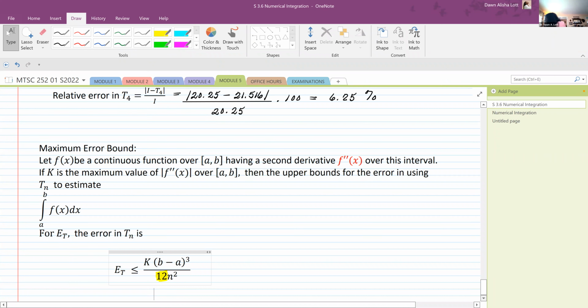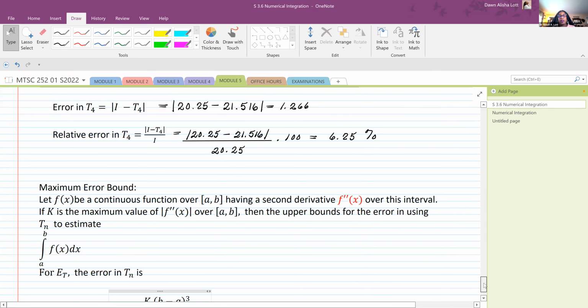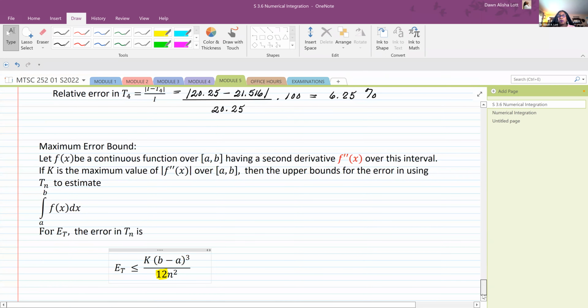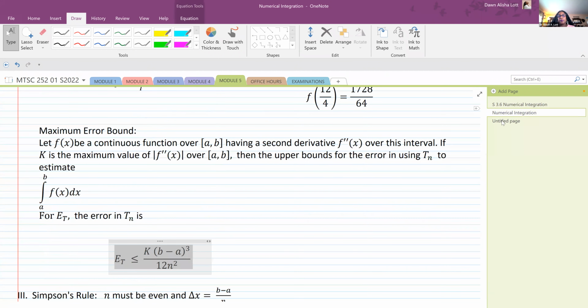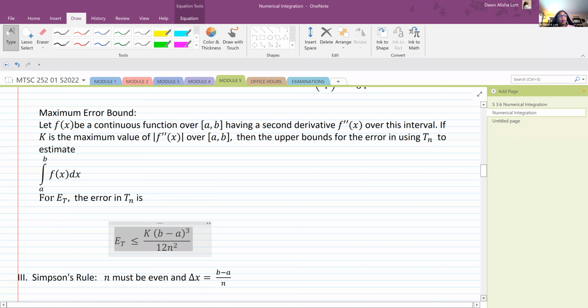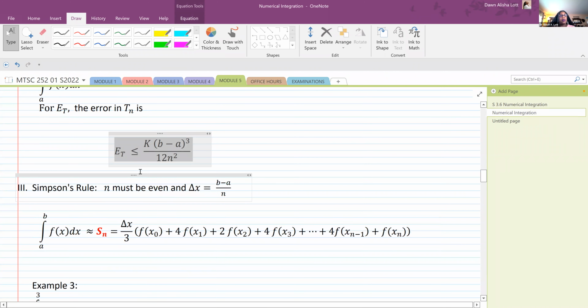Any questions? Because I have one more rule to give you guys. And this one I'm not going to derive. I'm just going to give it to you, because it is a beast to derive. Any questions? All right, so the last one is Simpson's rule.